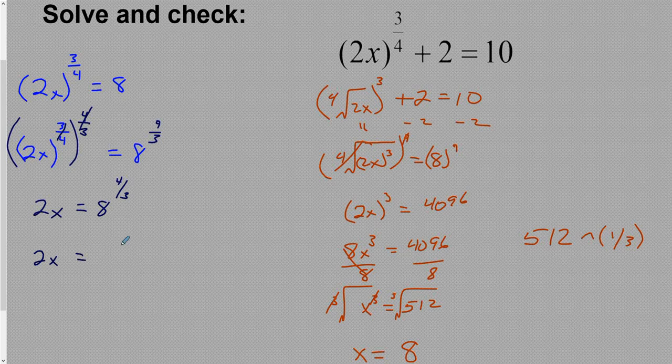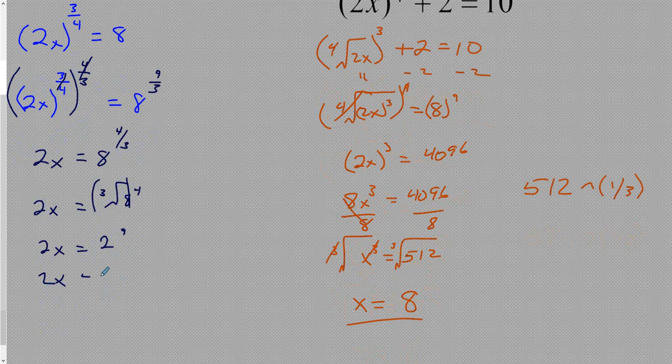Well, 8 to the 4/3 means the cube root of 8 to the 4th, right? It's bad parentheses. Cube root of 8 is 2, so this means 2 to the 4th. So 2x is 2 times 2 times 2 times 2. It's going to be 16. Divide both sides by 2. And x is 8. Same as what we had over here.